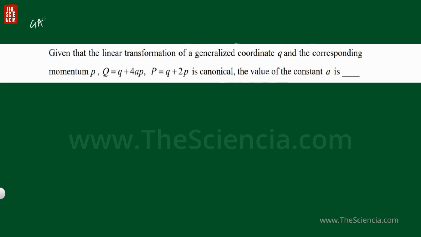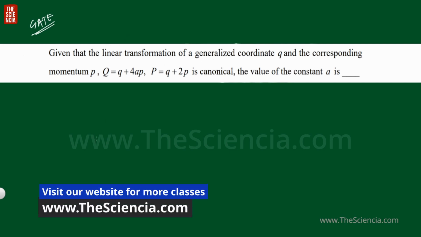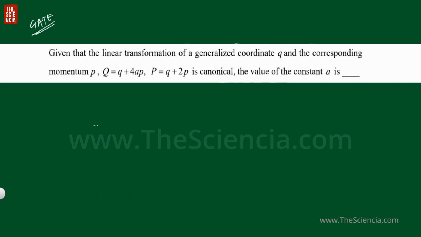This one is another GATE question. Again, q and p are canonical. Then the value of the constant a is a simple problem, right? You have to find the Poisson bracket and equate it to 1. Then you can find the answer.